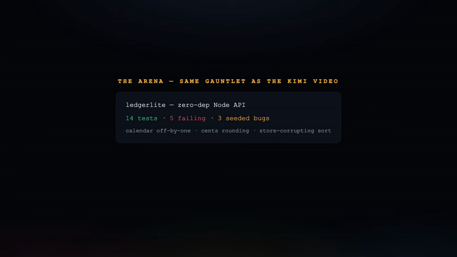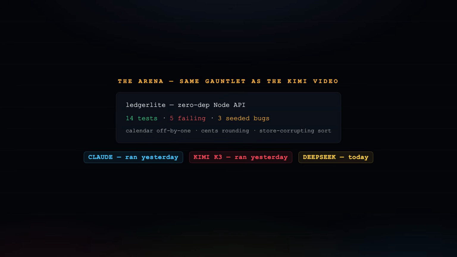Now the test. If you saw the Kimi video, you already know the arena. And that's deliberate. Same gauntlet, same rules, so the numbers actually compare. One small realistic node API with 14 tests, 5 of them failing because of 3 bugs I planted myself. A calendar off by 1, a rounding bug in the money math, and a sort that quietly corrupts the data store. 5 tasks make up the workday. Claude and Kimi K3 ran this exact gauntlet yesterday on the same version of Claude Code. Today, DeepSeek takes its turn. 3 models, 1 scoreboard.